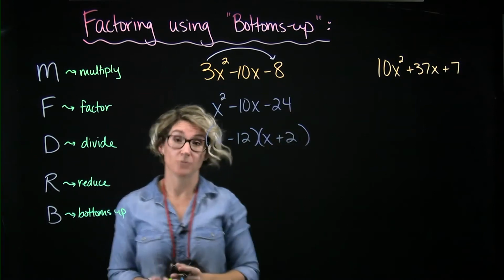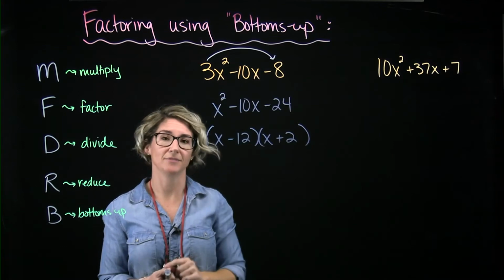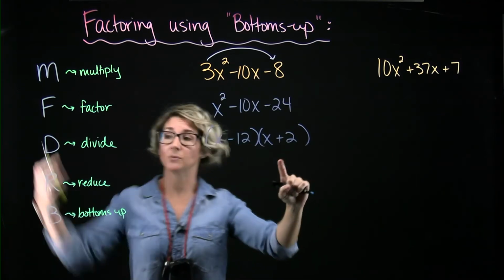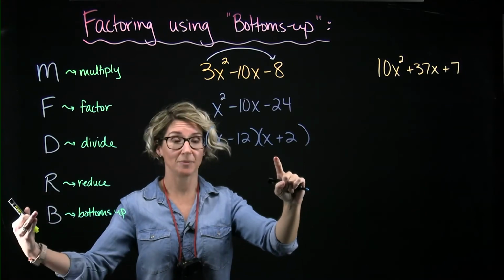I came up with negative 12 and positive 2. They multiply to negative 24 and they add to negative 10. Now be careful, we're not done. We still have 3 more steps. We still need to divide, reduce, and bottoms up.